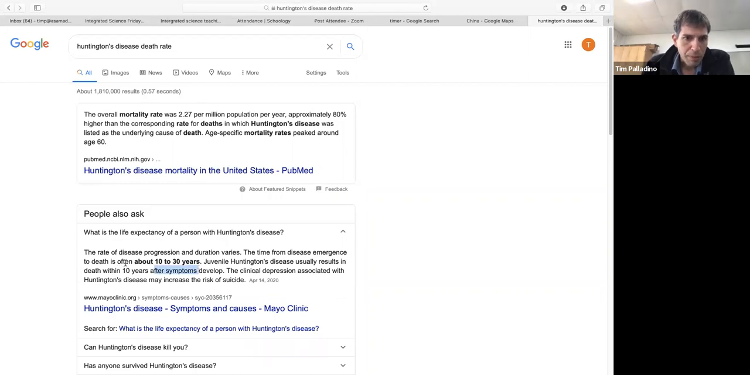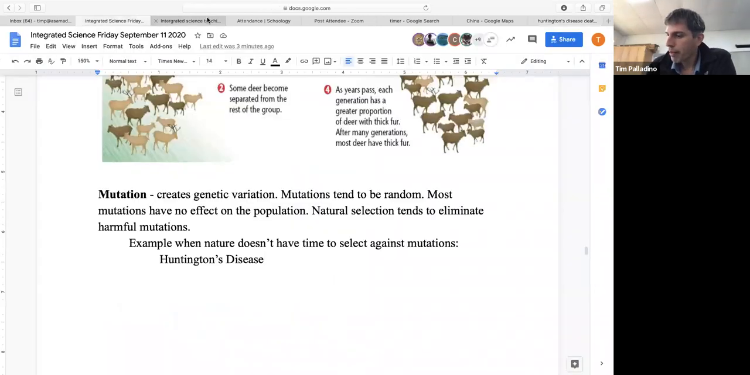If you look at this, once you start showing symptoms, death is often about 10 to 30 years later. So the moment you start to show symptoms, the chances are you will die within 10 to 30 years. If you have 2 copies of it, you'll likely die within 10 or 30 years. So that's an example of nature not selecting against a mutation that has a harmful effect.